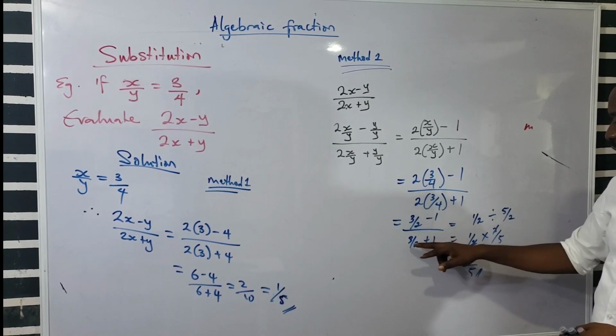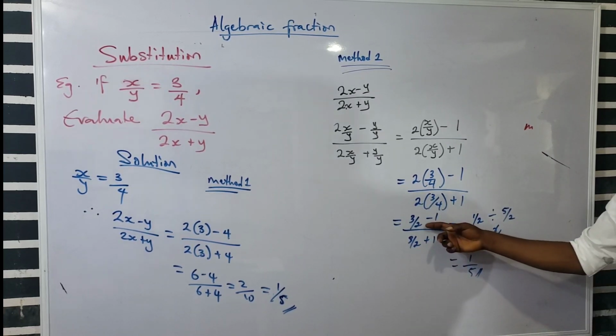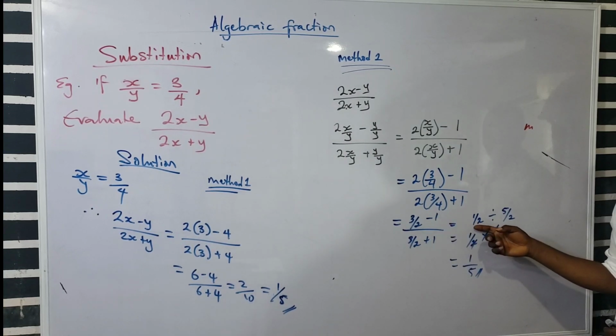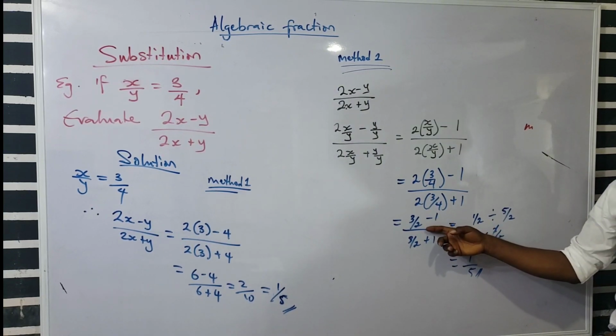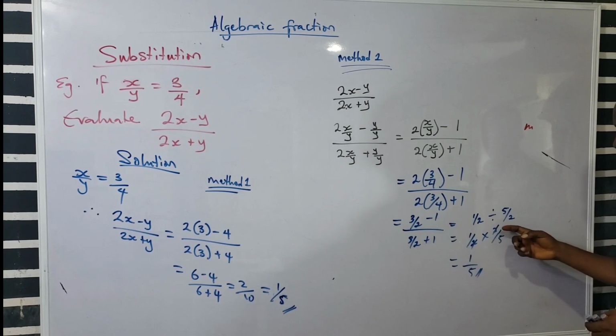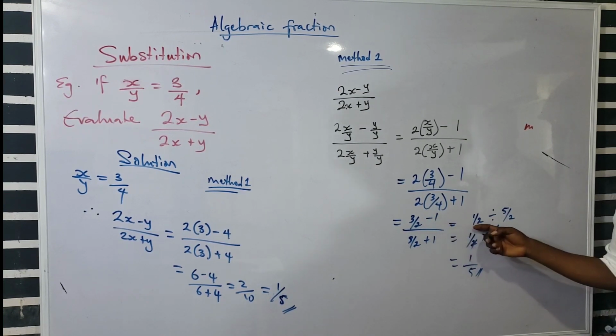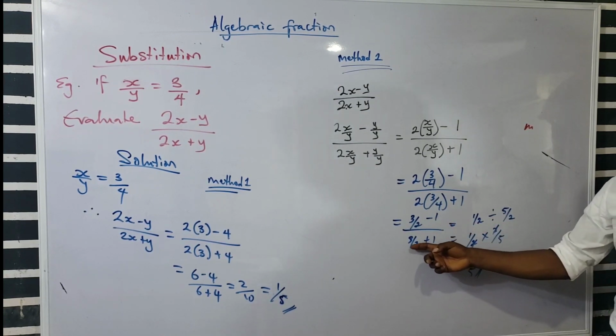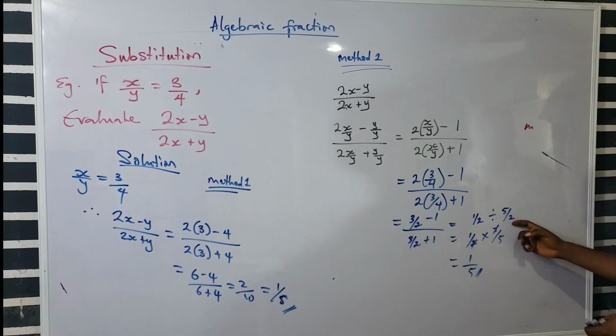Do the same thing here. You have 3 over 2 plus 1. And 3 over 2 minus 1 will give you 1 over 2. Okay, 3 over 2 minus 1 will give you 1 over 2. And 3 over 2 plus 1 will give you 5 over 2.